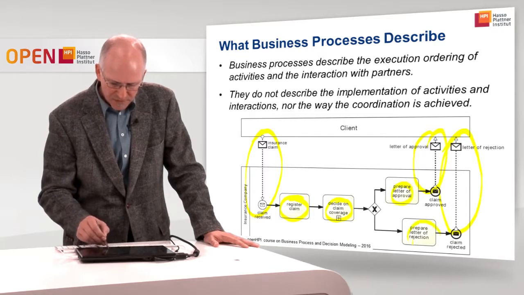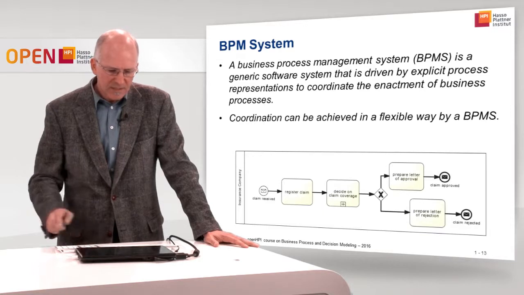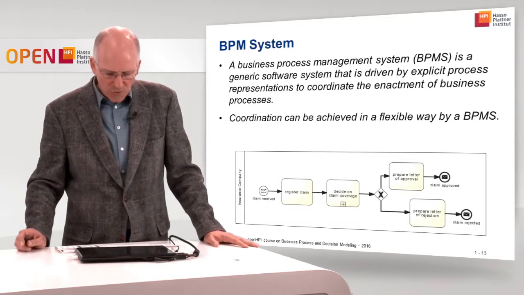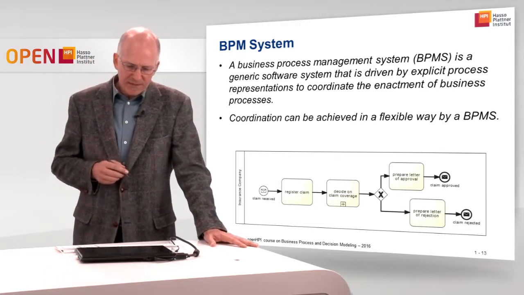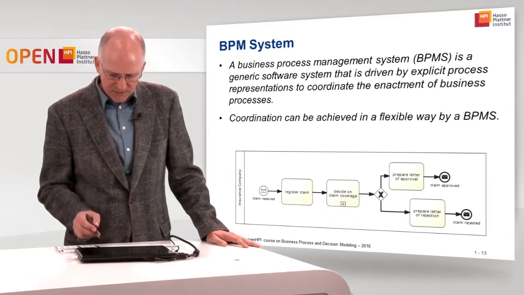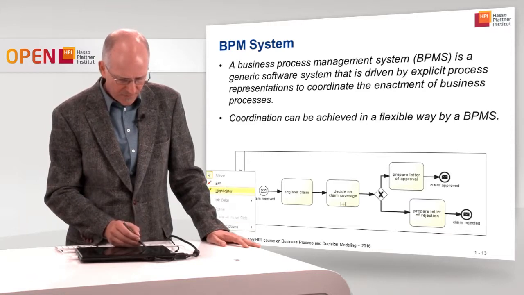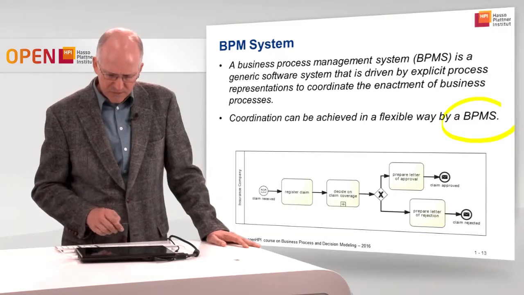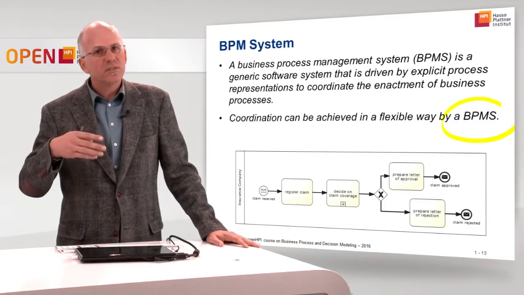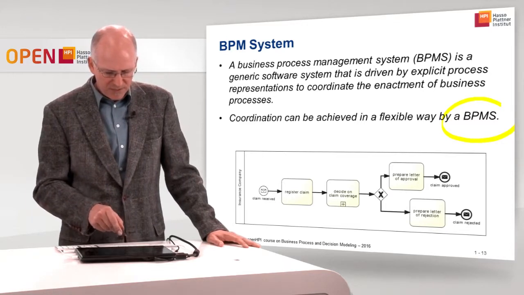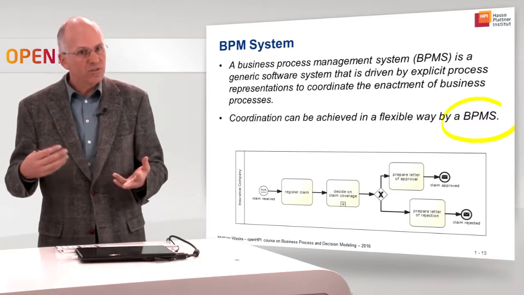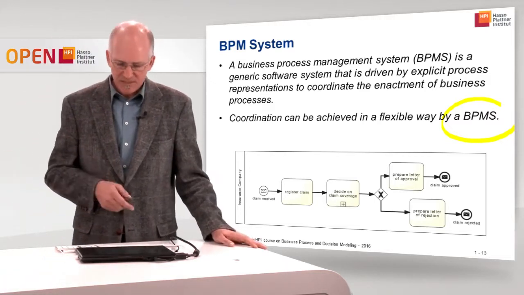And here we have the other activities. A business process management system is a generic software system that is driven by explicit process representation to coordinate the enactment of business processes. So the coordination can be achieved in quite a flexible way by a BPMS. The BPMS receives the process model with execution information attached, and then interprets it during runtime. It makes sure that the activities as specified in the process model are executed in the same order and with the same execution constraints, which means branching, as specified by this model.